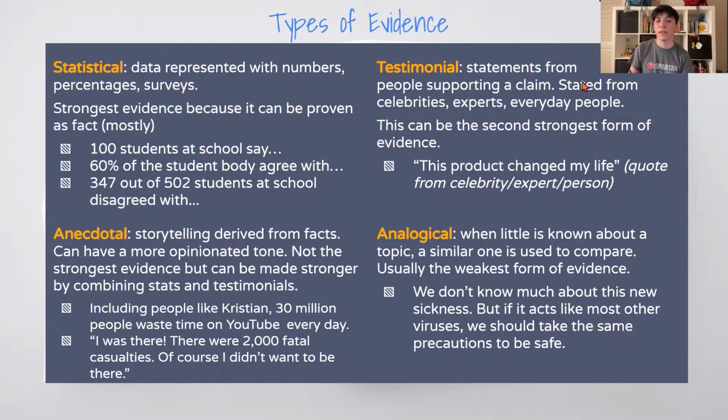And analogical evidence is just comparing the main claim that the author is trying to communicate with something else very similar, because the thing that the author is trying to talk about may not have a lot of facts or stories to go along with it. So you compare it to the next best thing. This is probably the weakest form of evidence, but it's still evidence. It's not always weak, but it tends to be the weakest form.